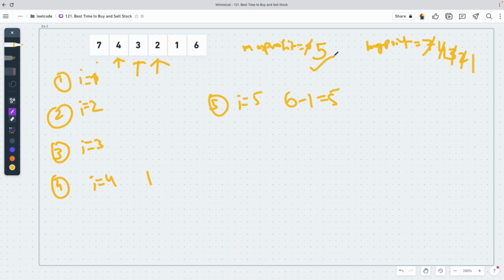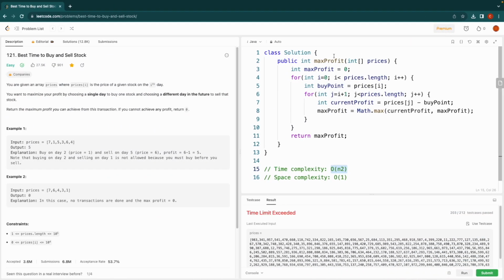So here, by keeping track of the current buy point, or the current lowest value, we eliminated one loop. This is called the peak valley method. We are basically finding the lowest point and the highest point after that. Let's try and write the code for this.